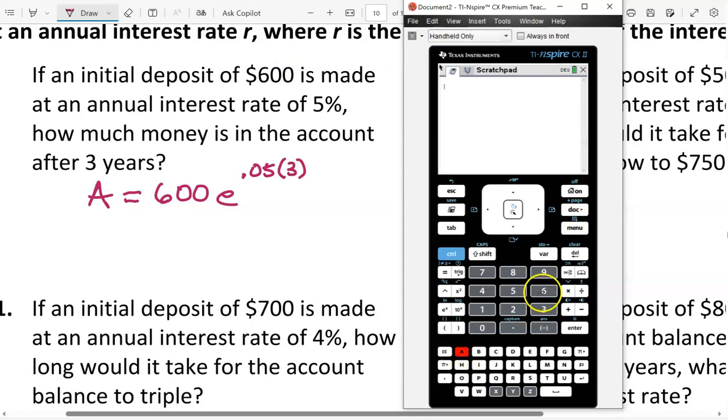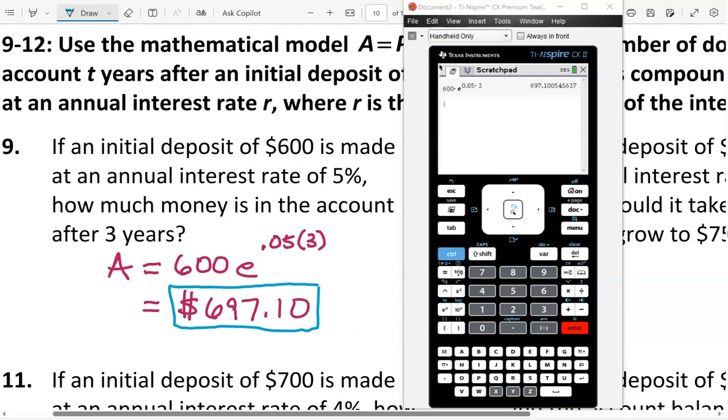So just enter 600 times e to the 0.05 times 3, enter, and round it to the nearest cent. That is $697.10. We should always consider that where money is concerned, rounding to the nearest cent is appropriate.